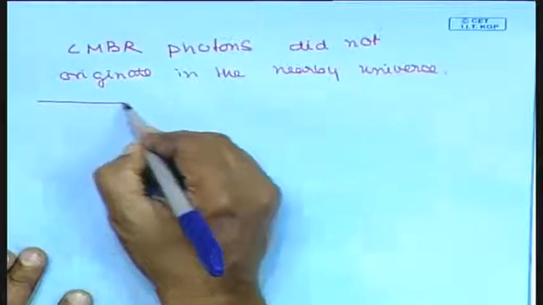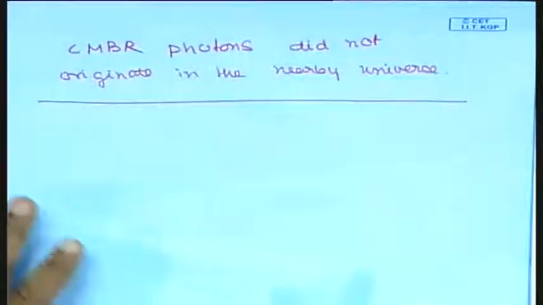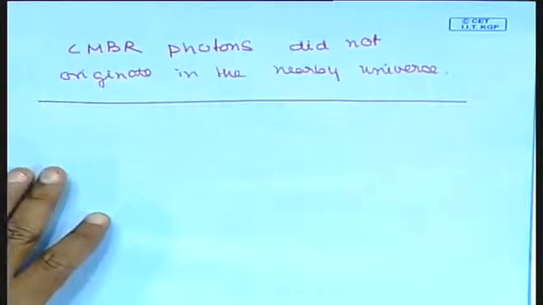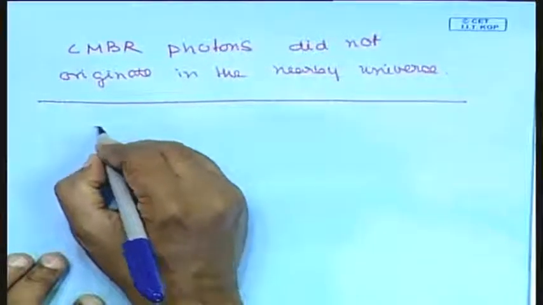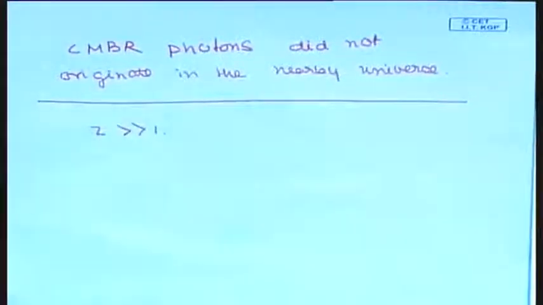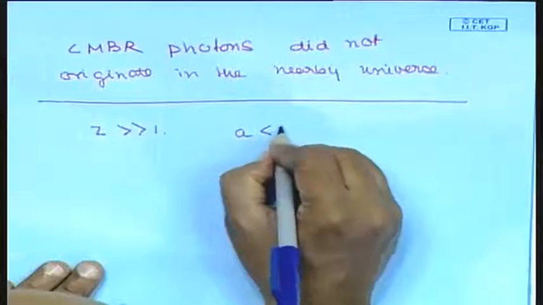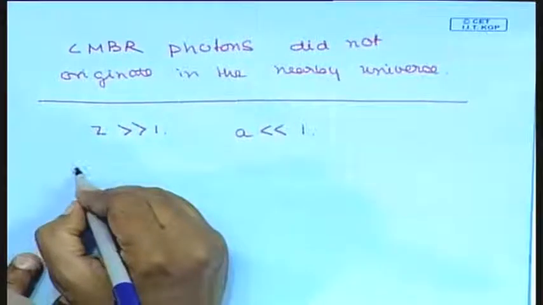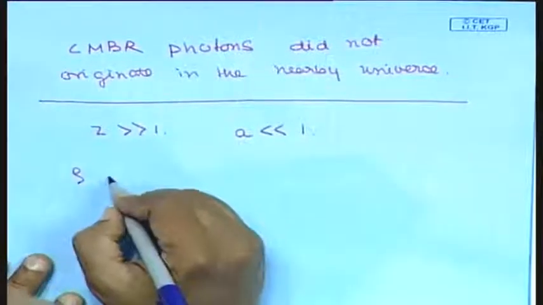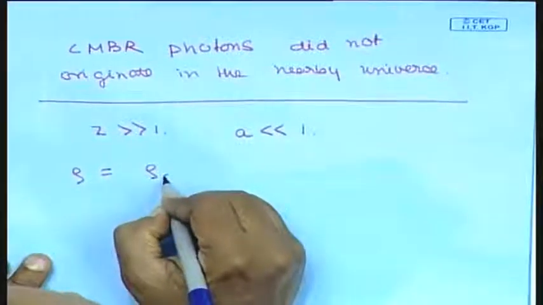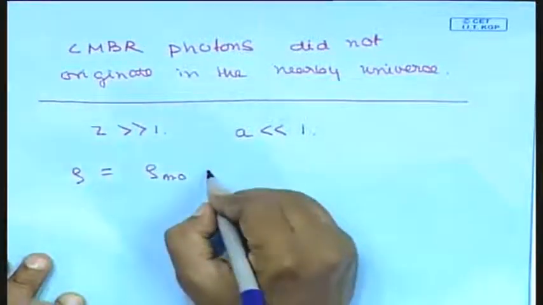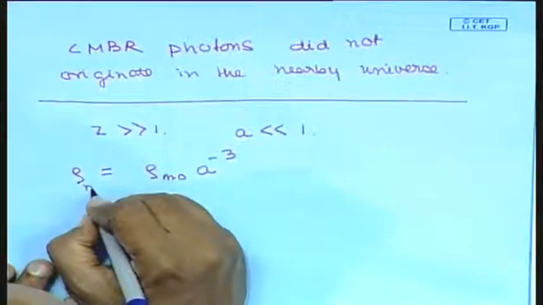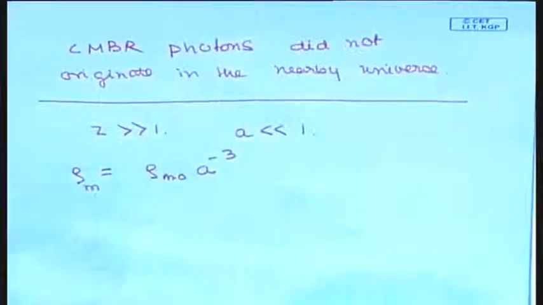So, where did the CMBR photons originate? Where were these photons in thermal equilibrium with matter? The picture is that if you go back to high redshifts, z much greater than 1, or a scale factor much less than 1, the density of matter at those redshifts will be equal to rho matter naught into a to the power minus 3, because rho into a cube is a constant for matter. So, the matter density in the high redshift universe was much larger.